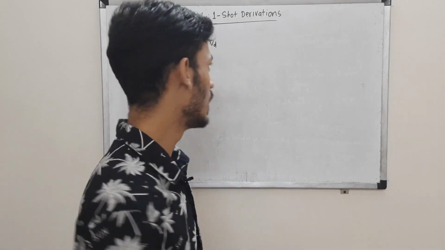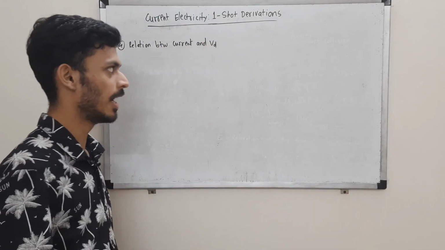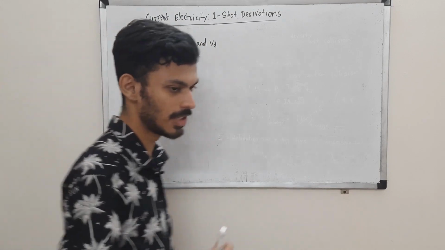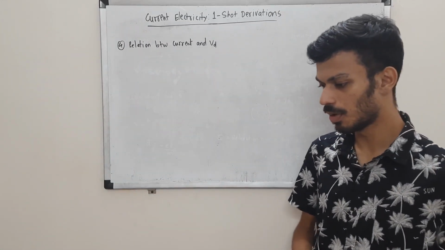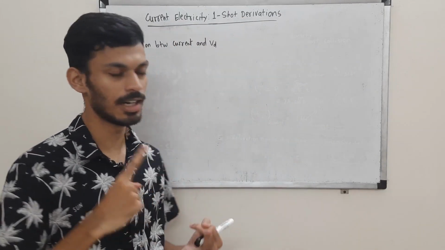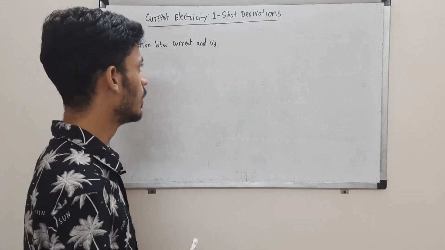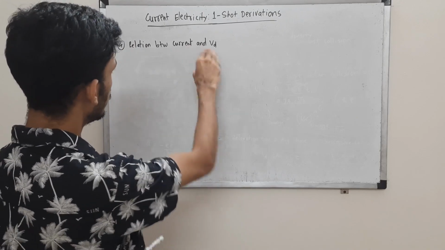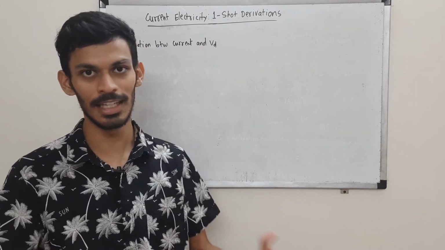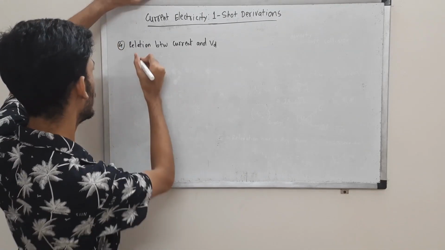Find the relation between current and Vd, and hence also the relation between current density and the drift speed, which we just saw now. I told you these three quantities are related: current, current density, and Vd, the drift speed. And the relation between current and Vd, we saw in the last class, is nevdA. So we'll be deriving it in this class.